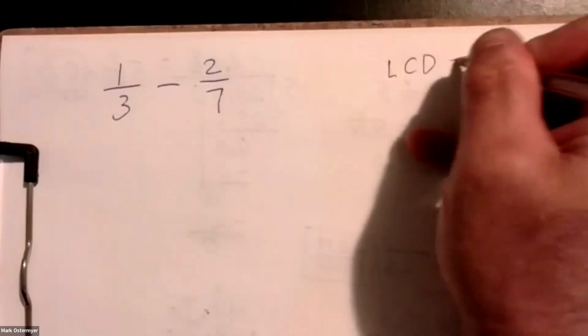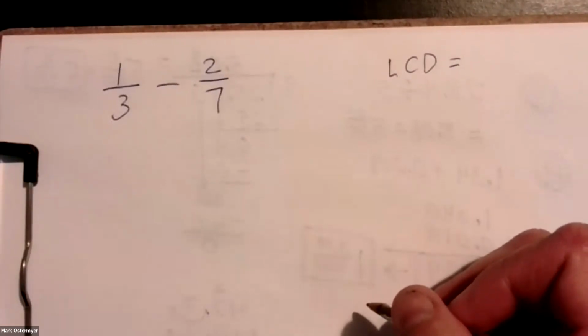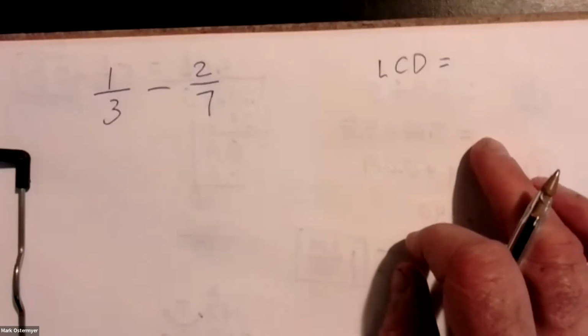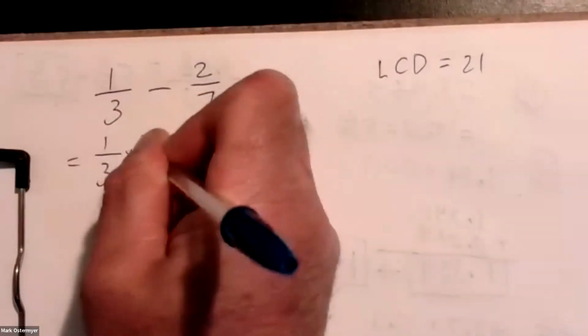Number 16 is 1/3 minus 2/7. We need a common denominator. What would be the least common denominator of 3 and 7? What's the least common multiple or denominator of 3 and 7? 21. All right, so we're going to multiply 1/3 by 7 over 7.